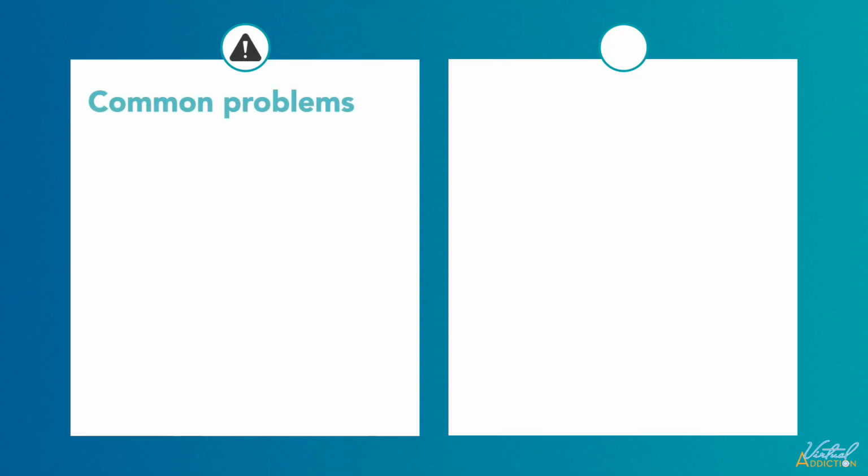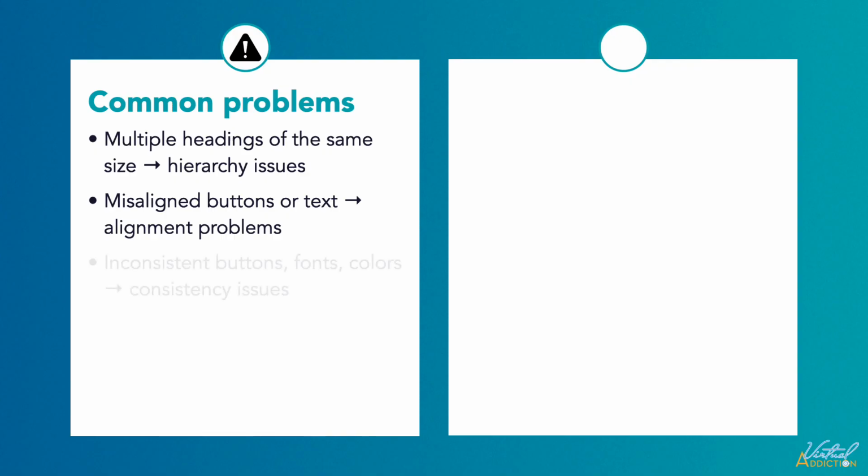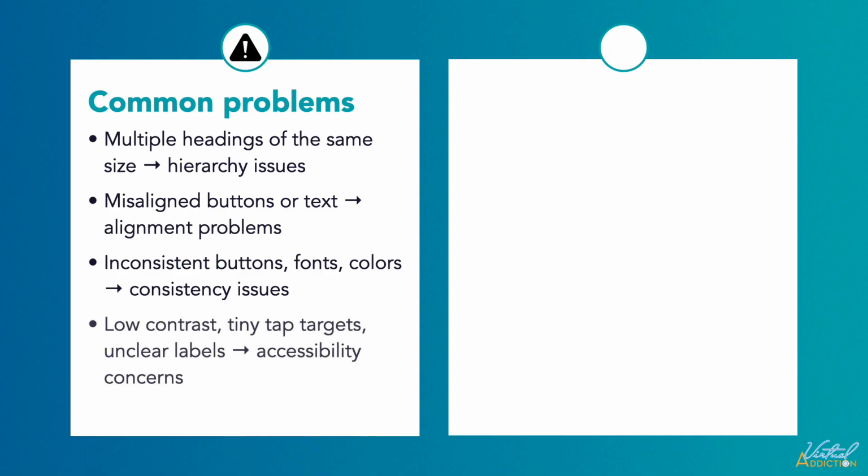As you work, these are some of the most common issues that you should be looking for. If you see multiple headings at the same size, that's a hierarchy problem. If buttons or text don't line up, that's an alignment issue. If fonts, colors, or button styles change randomly, that's a consistency problem. And if text is hard to read, tap targets are tiny, or labels are unclear, accessibility concerns.